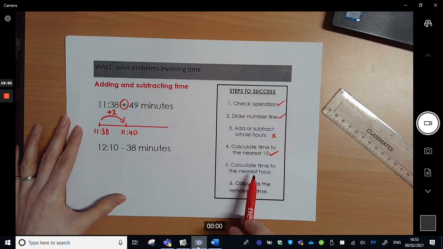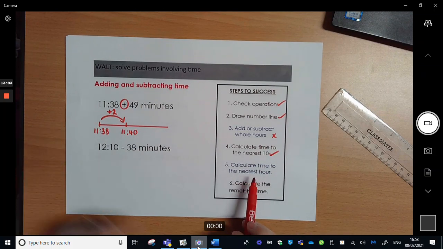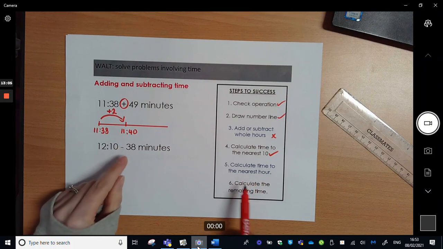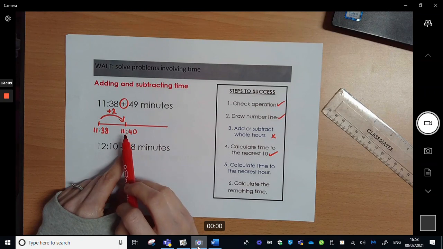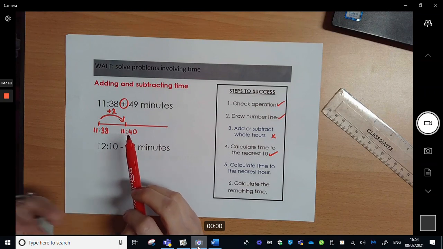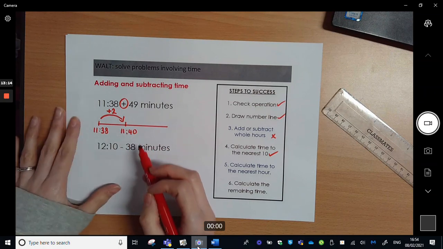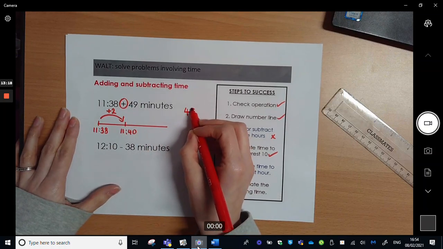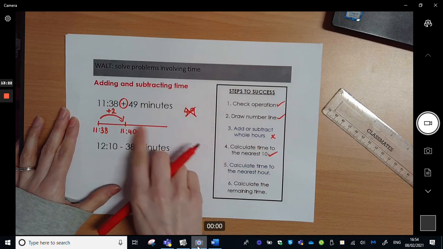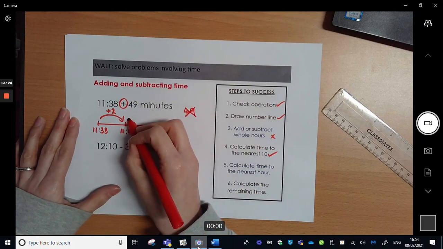Now I need to calculate time to the nearest hour. Okay, so that's going to help this time because I know 40 to 60 minutes is going to be past the next hour because there are only 60 minutes in the hour. So I'm going to follow the same step as I did before. I'm going to find out what I've got left. Oh. So I'm just going to not do that because we can actually find out the nearest hour. So we don't need to do that just yet.